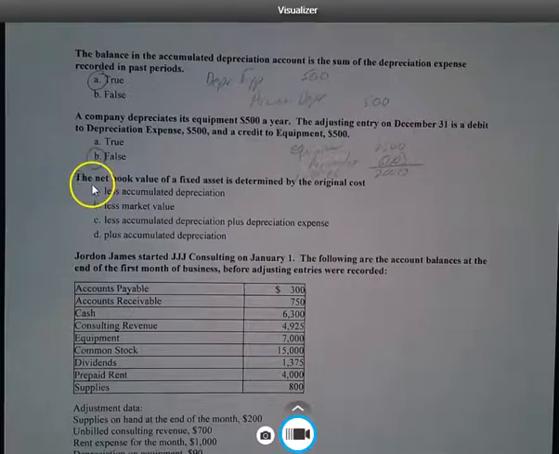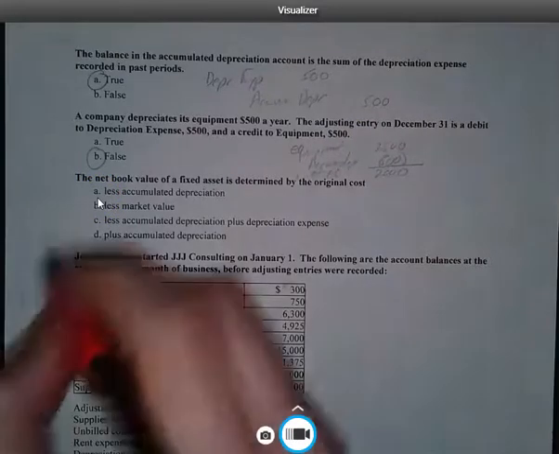All right. The net book value of a fixed asset is determined by the original cost, the original cost right here, $2,500, less accumulated depreciation, which is exactly what we have going on right here. So A is going to be our answer.